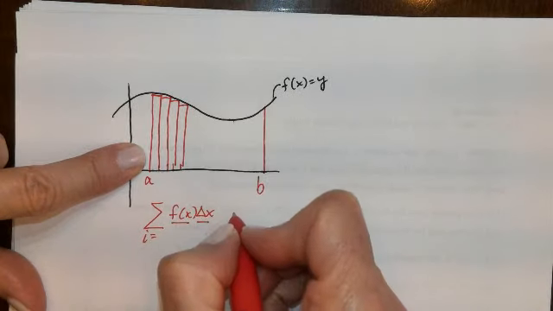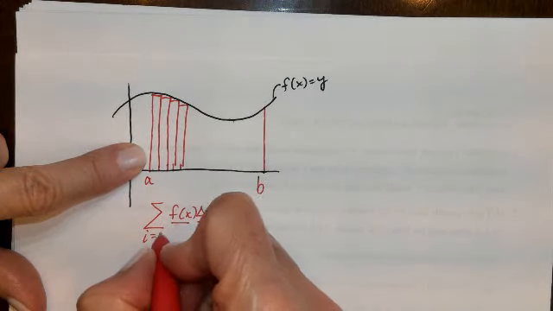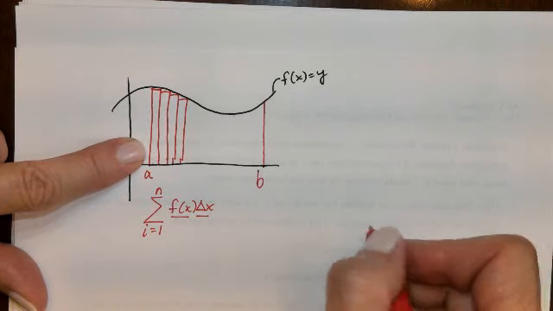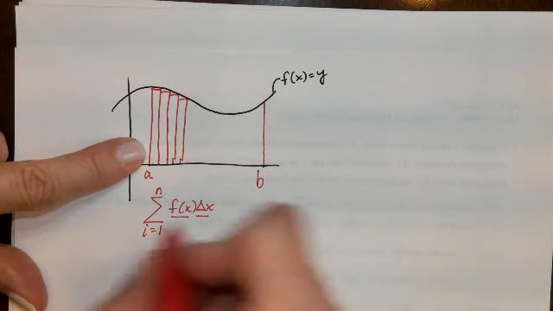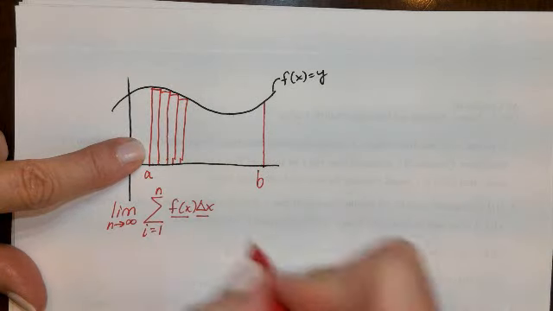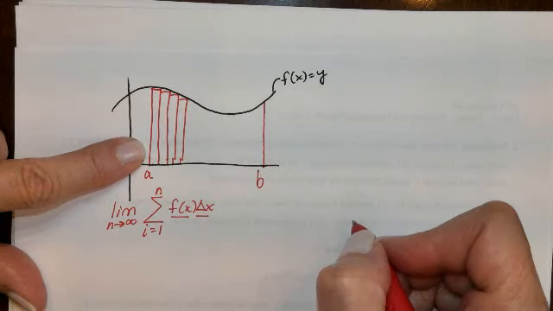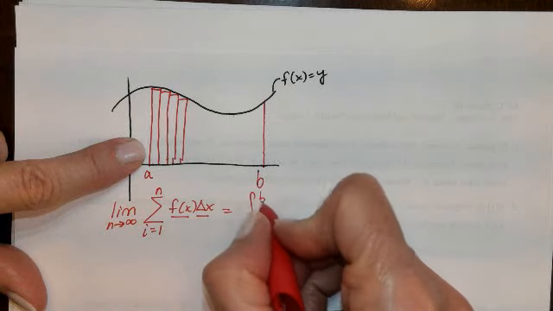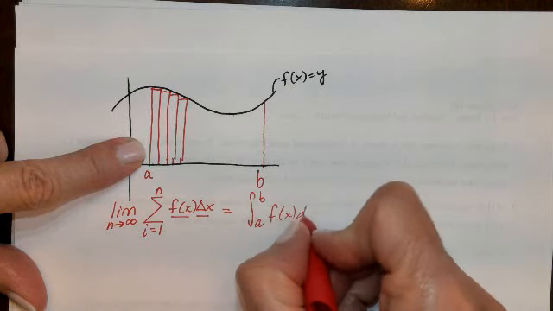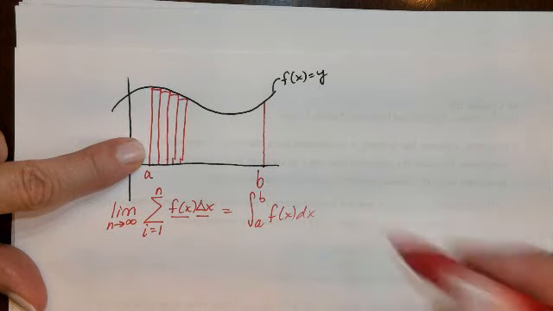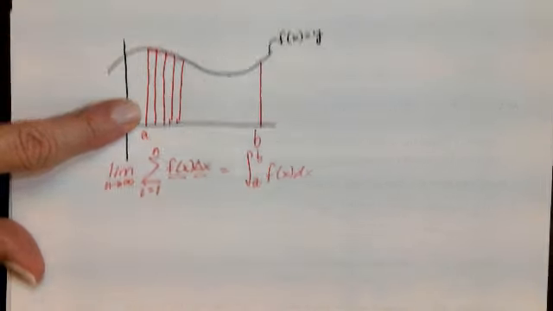We had i to help us keep count of our rectangles, and let's say we have n rectangles, so we're going from 1 to n. And then we want to let n go to infinity to get the area under the curve rather than just all these chopped up rectangles. And when we did that, we got the integral from a to b of f of x dx. Okay? So that was the area under a curve.